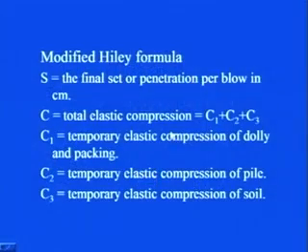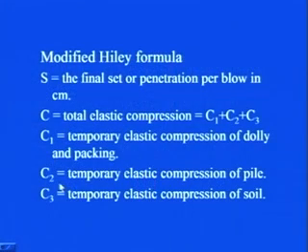C is the total elastic compression, which is equal to C1 plus C2 plus C3, where C1 is the temporary elastic compression of dolly and packing. You see, you have to make some arrangement when you go for hammering. So the arrangement above the pile is this dolly and packing, etc. Then C2 is the temporary elastic compression of pile. C3 is the temporary elastic compression of soil. So these are the three terms which, apart from the vertical settlement of the pile, will be contributing to that particular settlement. So these have to be taken care of.